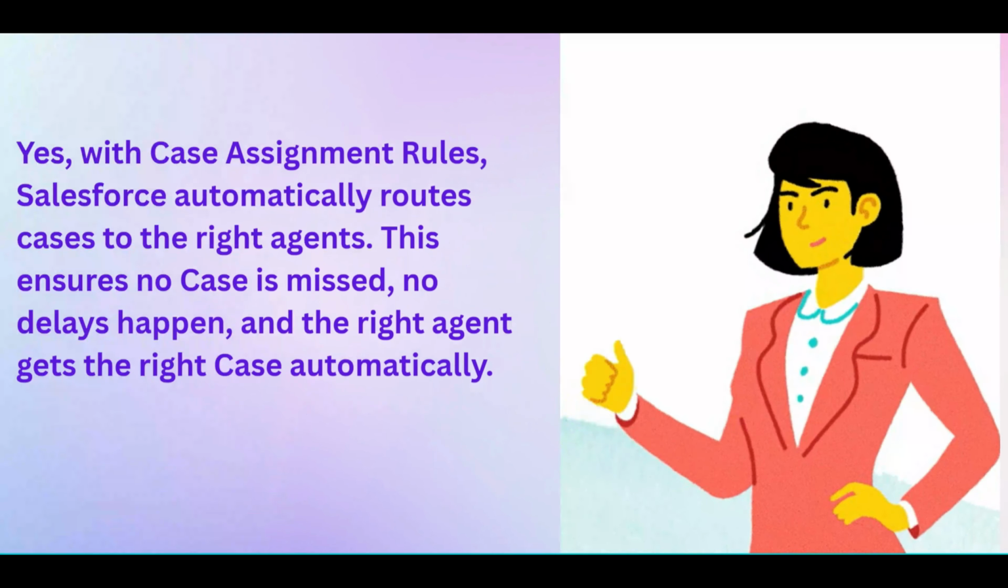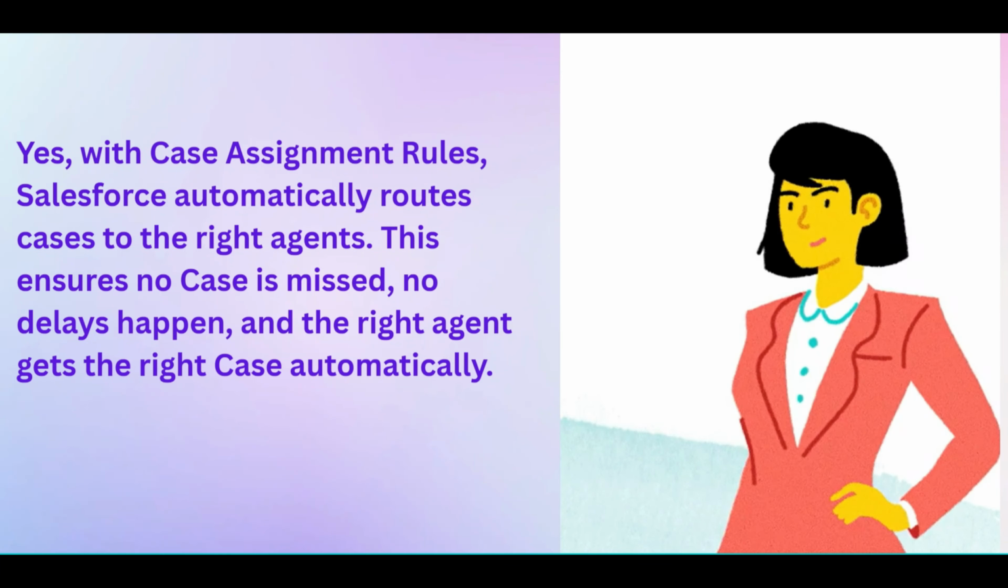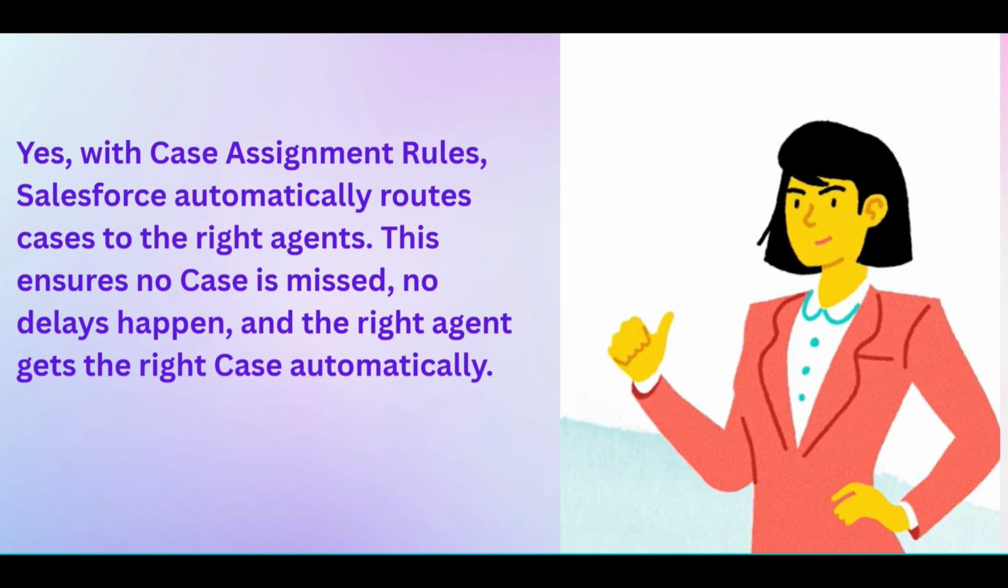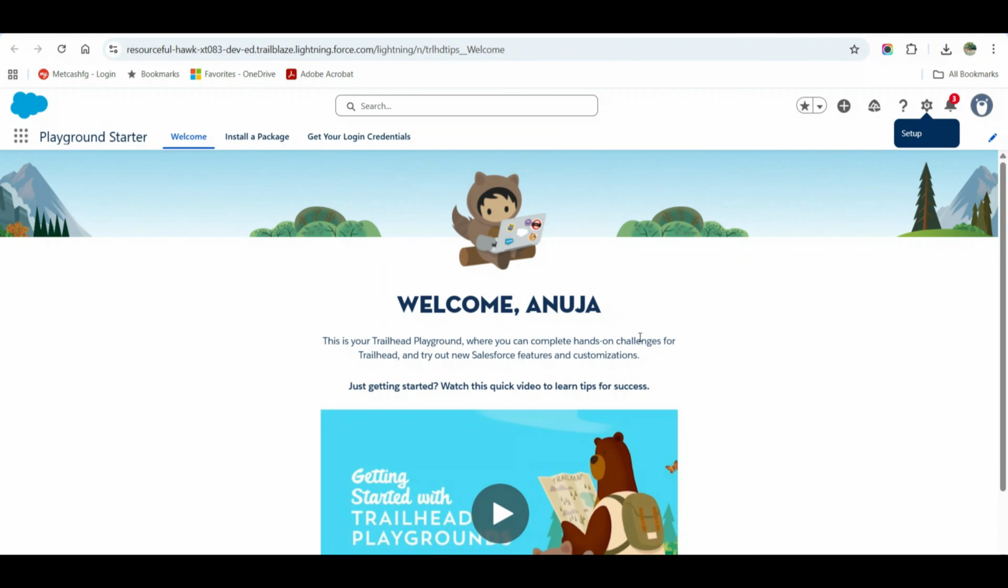And I replied, yes, with the case assignment rule, Salesforce automatically routes cases to the right agents. This ensures no case is missed, no delay happens, and the right agent gets the right case automatically. So it's a small automation, but it builds a massive trust in your customer service experience. All right, let's jump into Salesforce and make it happen.